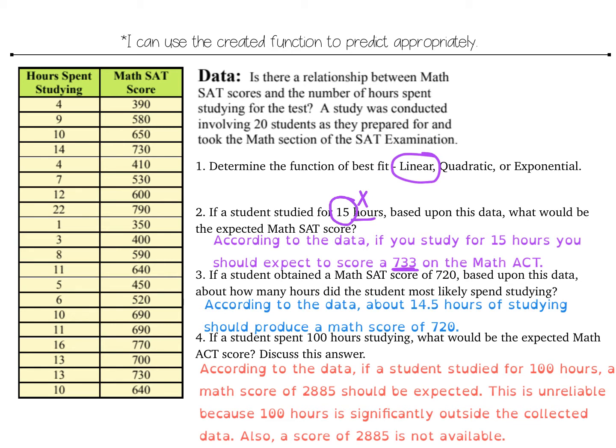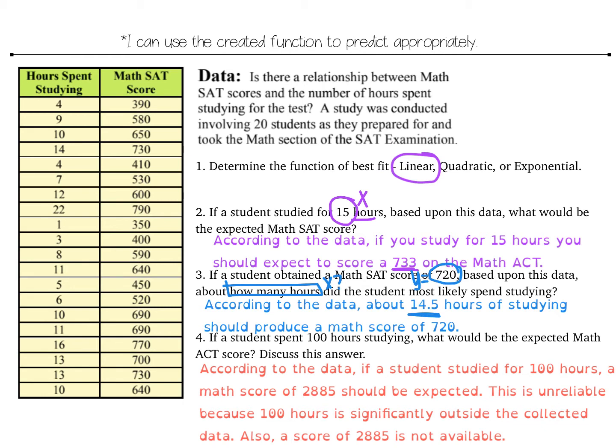And then down here, for the next question, it's asking if your score was 720. So that's the y value. So if y is 720, how many hours? So we're looking for x. So I'm going to plug that 720 in for y and solve for x, and I end up with about 14.5 hours of studying.